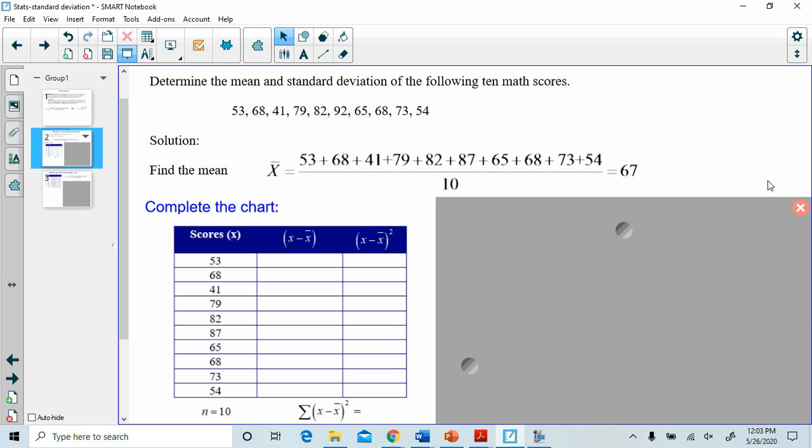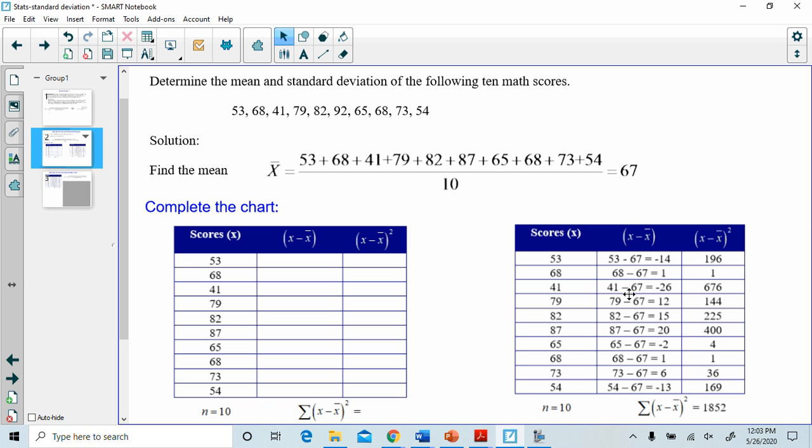Okay, so now that you've completed the chart, let's have a look at it. As mentioned, the negative 14 squared became the 196. So any value that you ended up with in this column, all you had to do was square it so that you came up with these values. Now if we're looking at the sum of these values, we add them all up and we get 1,852. So that's what this little sigma meant. It meant to add them all up. So now we know that the mean is 67, and so far the sum of all these terms is 1,852.